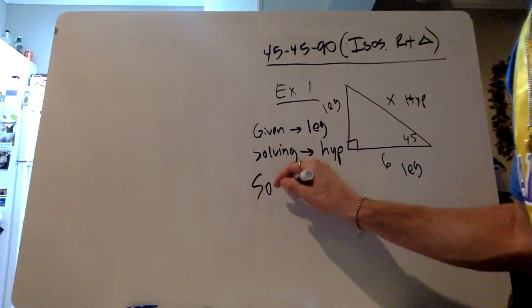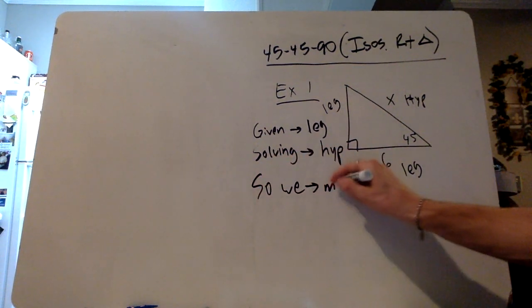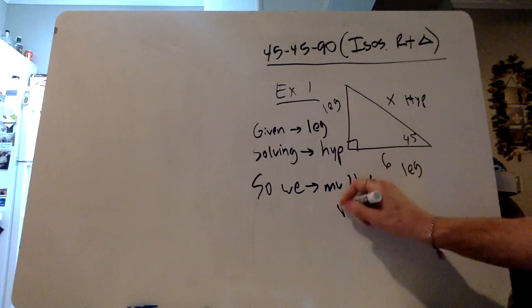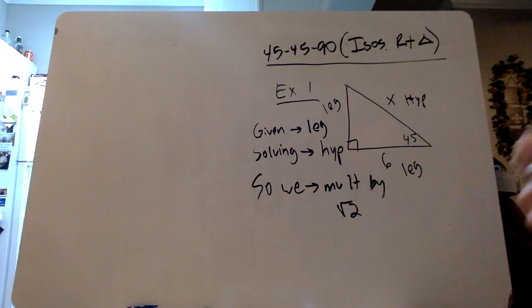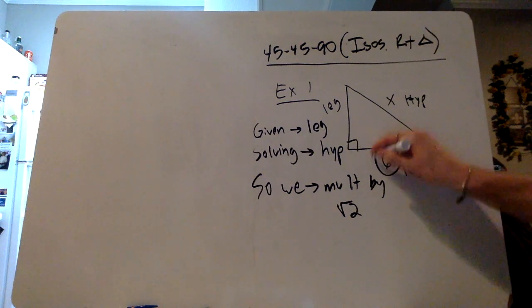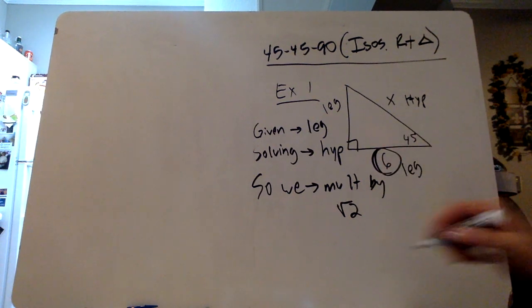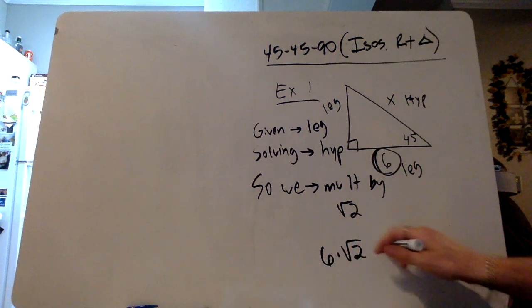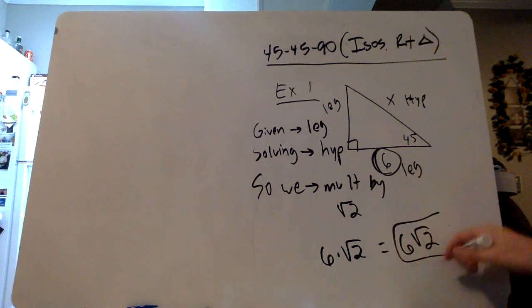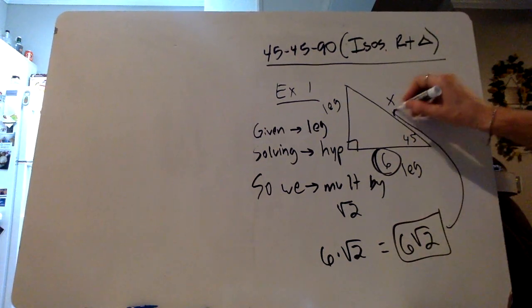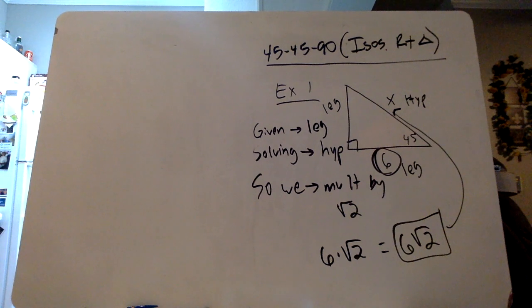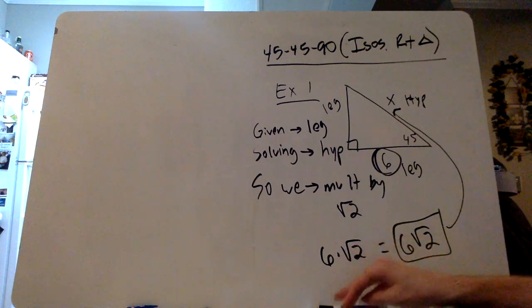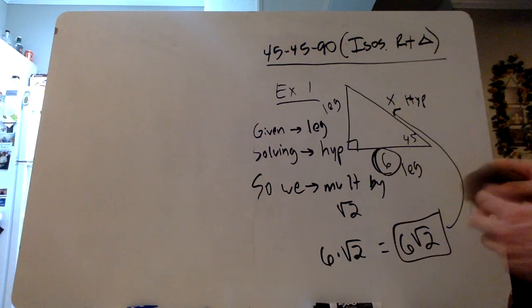We multiply by square root of 2. We're just going to take that leg of 6 and say 6 times square root of 2. And that's my final answer. 6 square root of 2 is the length of my hypotenuse. We have just done the first one. Simple as that. There's nothing to do. So that is example 1.